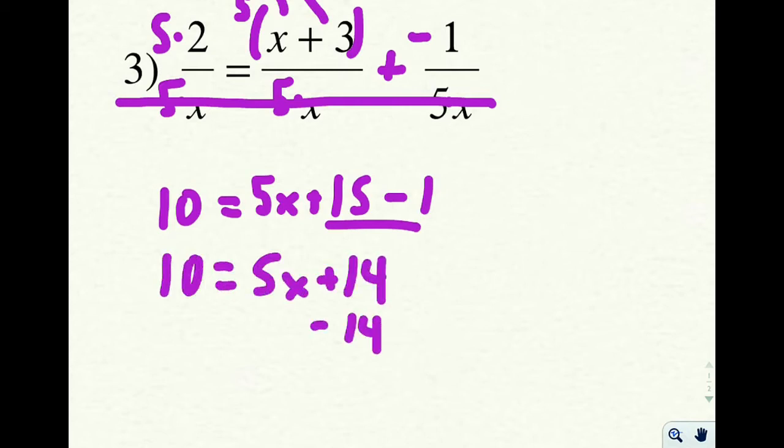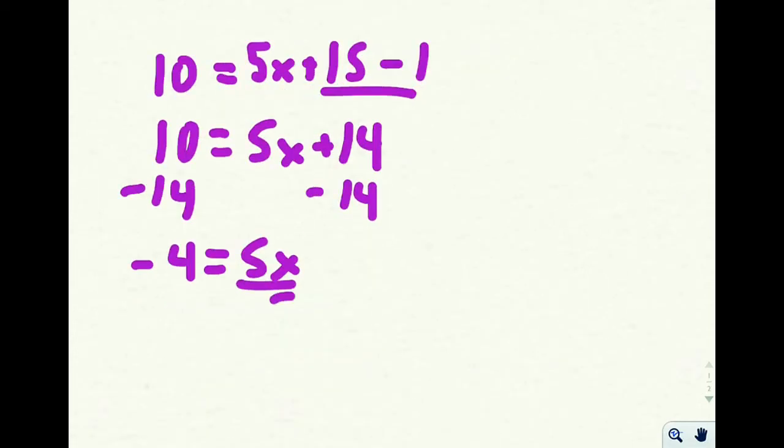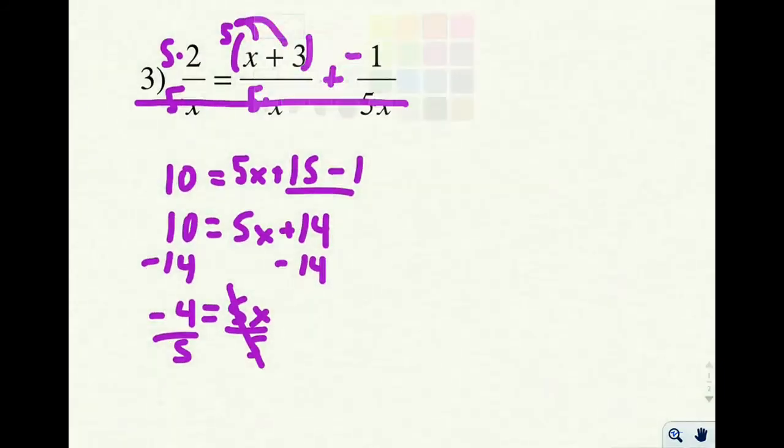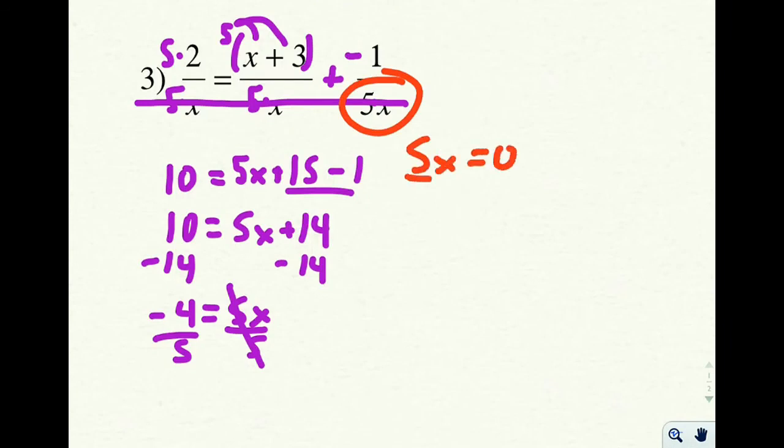Subtract that from both sides. Negative 4 equals 5x. Divide both by 5. And x is equal to negative 4/5. Again, going back to our restricted values, what's going to make 5x equal 0? It's going to be when we have x equal to 0.